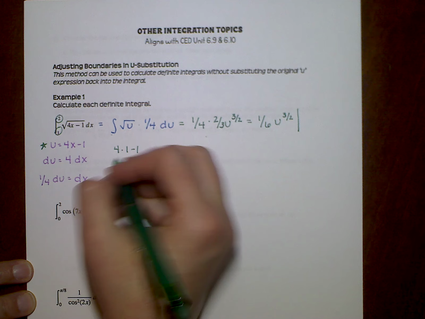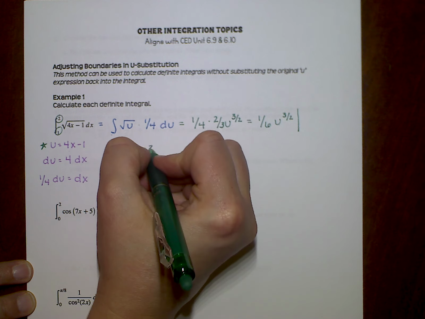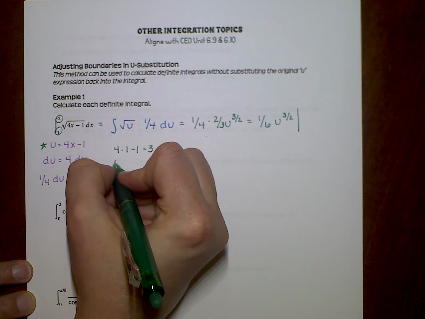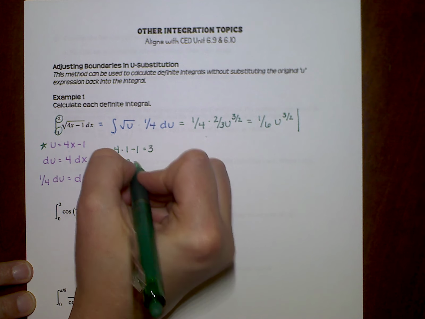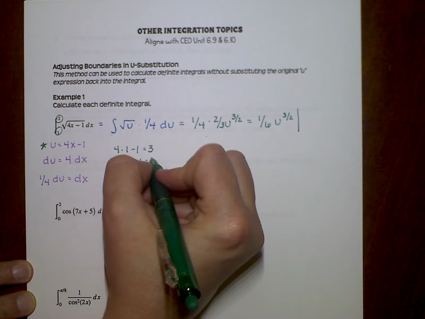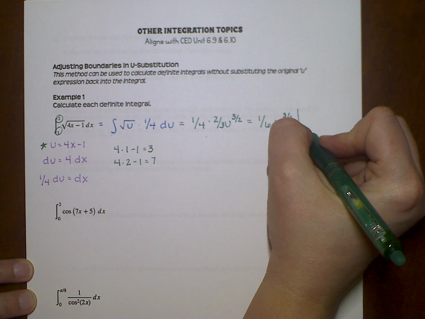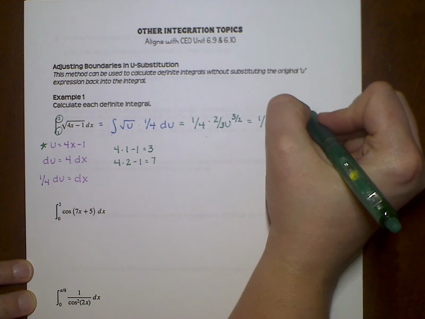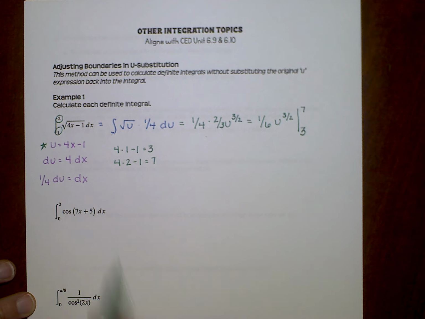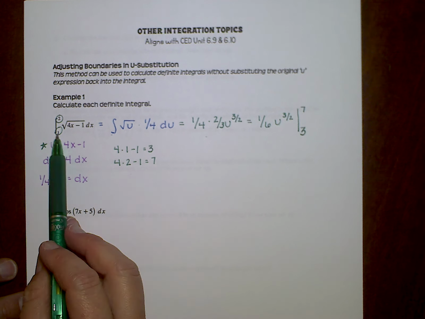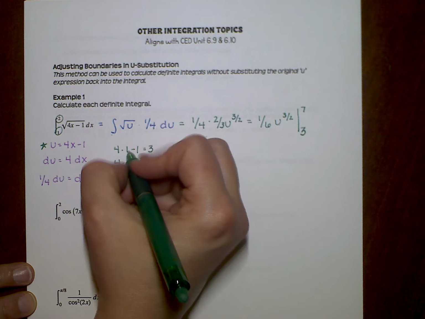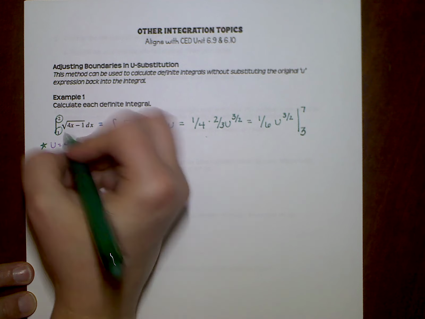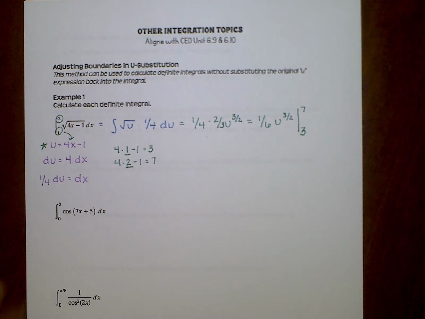So let's see, that's 4 minus 1 is 3. And then I'm going to go 4 times 2 minus 1. Well, let's see, that's 8 minus 1, which is 7. And so that means my endpoints over here for my antiderivative are from 3 to 7. Okay, I should have done the 1 on the bottom just because it was on the bottom here. But this is the idea, is that I'm taking my endpoints and I'm plugging them into this function for u.